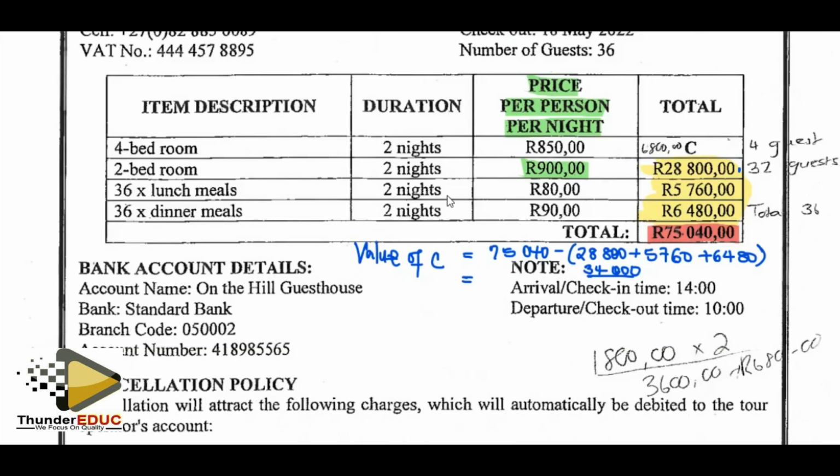Now, there are 2 people who were in this category here. So first and foremost, we're going to remove their food. If you have to remove their food, 2 people, lunch, we shall say 80 times 2, which is 160. That's for lunch together. Then dinner, we shall also do the same, which is 90 times what? 2. We need to remove that.